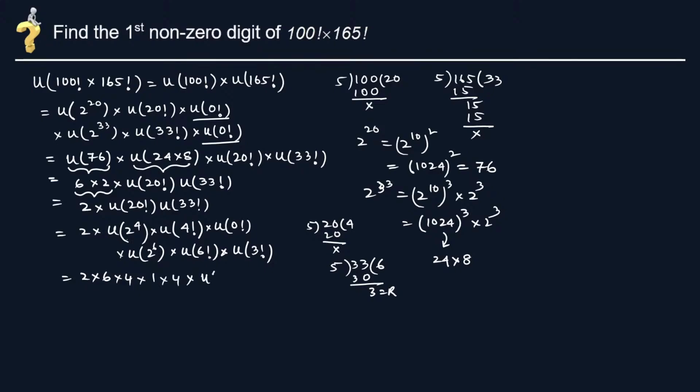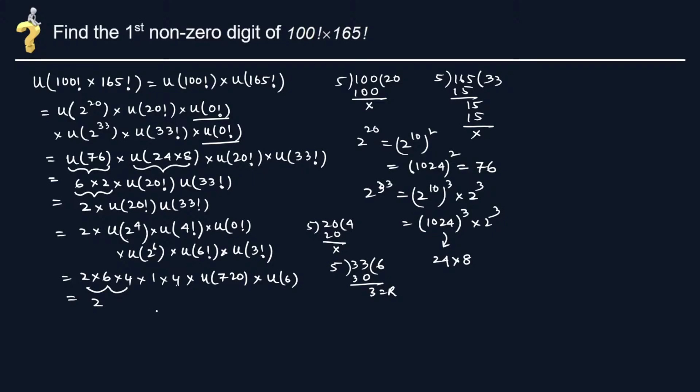Factorial 6 is 720. And factorial 3 is 6. So from here we are getting 6 2s are 12. 12 4s are 48. 48 means the first non-zero digit will be 8, and multiplied with 4, that gives us 32. So the first non-zero digit from this part is 2.